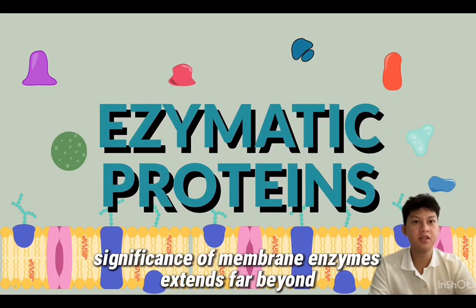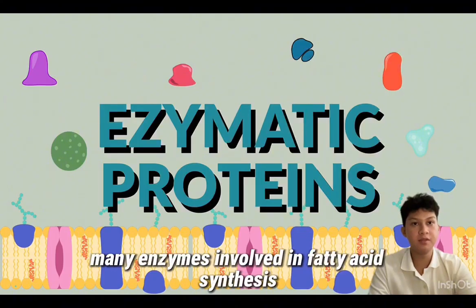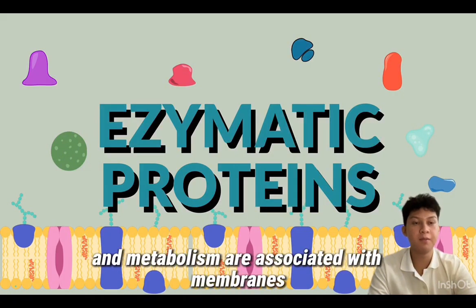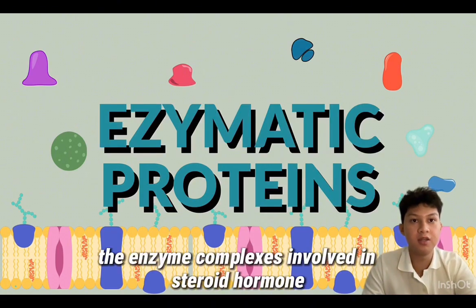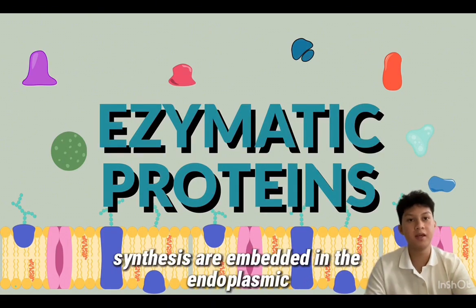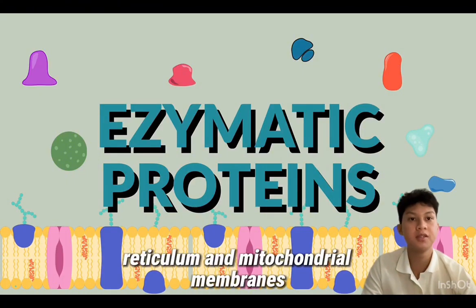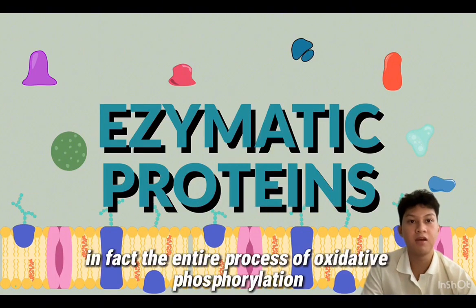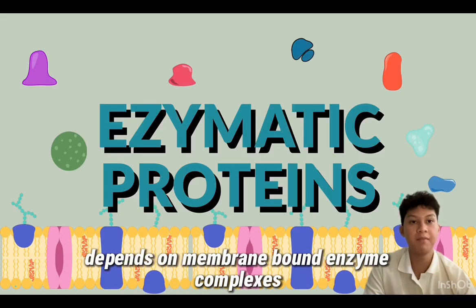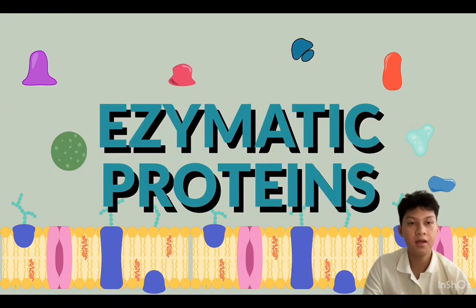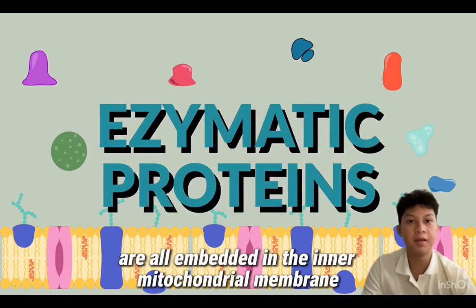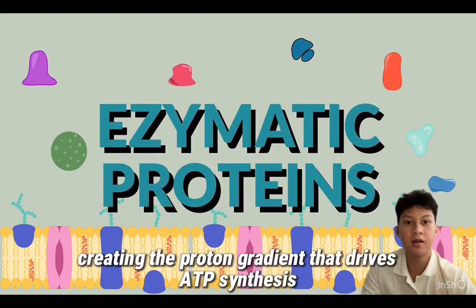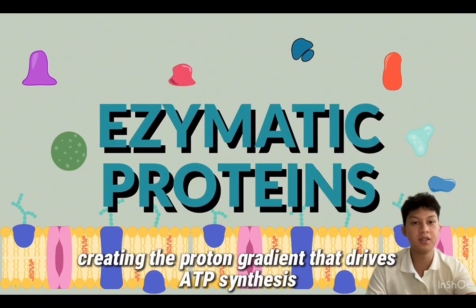The metabolic significance of membrane enzymes extends far beyond this example. Many enzymes involved in fatty acid synthesis and metabolism are associated with membranes. The enzyme complexes involved in steroid hormone synthesis are embedded in the endoplasmic reticulum and mitochondrial membranes. In fact, the entire process of oxidative phosphorylation depends on membrane-bound enzyme complexes. Complexes 1, 2, 3, and 4 of the electron transport chain are all embedded in the inner mitochondrial membrane, creating the proton gradient that drives ATP synthesis.